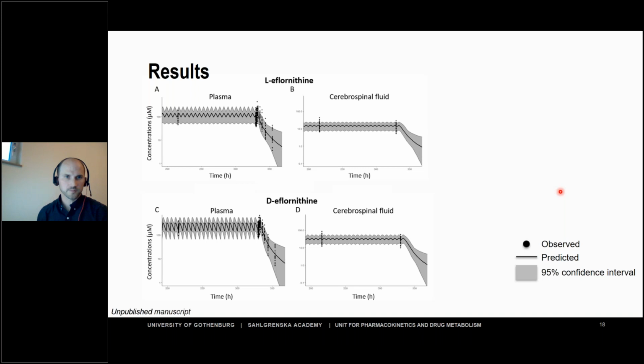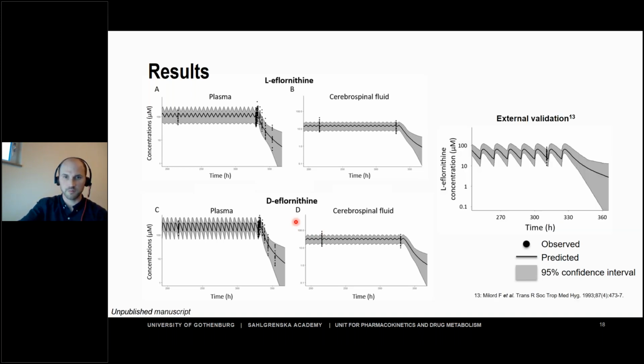So if we look at some plots here with data, on the y-axis we have drug concentration in plasma or cerebrospinal fluid for L-eflornithine, and then you have the model-predicted mean concentration, and a 95% confidence interval from the model for L-eflornithine and D-eflornithine. And you can see here that we can predict the CSF, or cerebrospinal fluid, concentration quite well for both L- and D-eflornithine. Using this model, we also did external validation, where we have literature data from a publication by Milord et al., where they also measured cerebrospinal fluid concentration of eflornithine, and we are also able to predict those cerebrospinal fluid concentrations using this PK model.